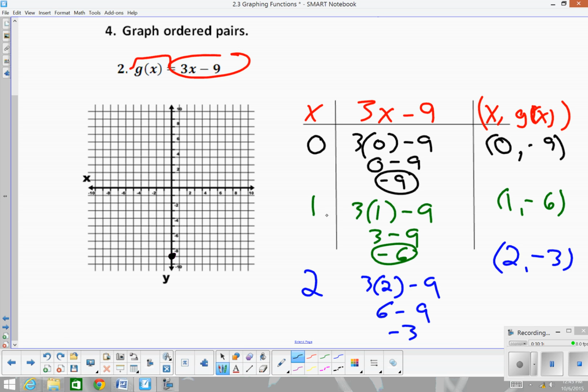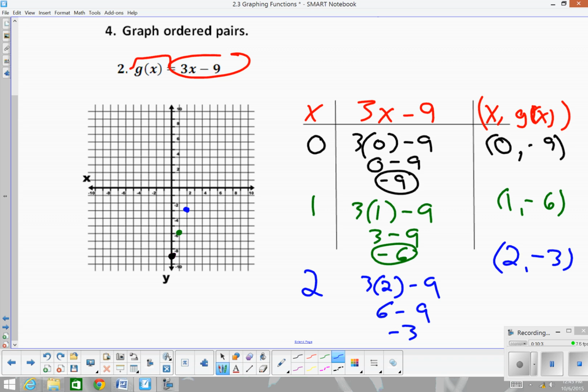Now, my next point, my green point, 1, -6. So it's going to be 1, down -1, -2, -3, -4, -5, -6. My last one is going to be my 2, -3. So 2, -3 is right there.